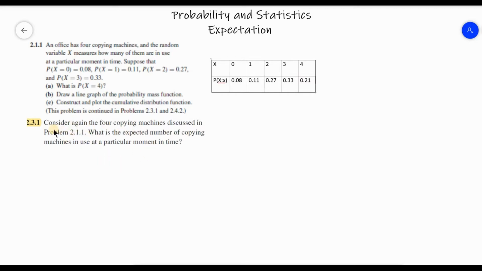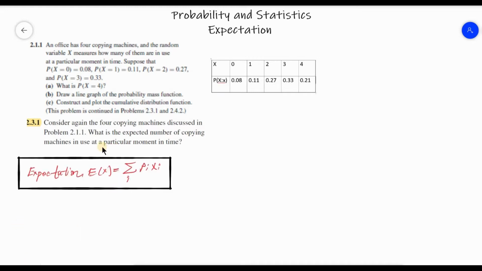In today's problem we are asked to consider the 4 copying machines discussed in the previous problem, and we are asked to determine the expected number of copying machines in use at any particular moment. For that we need to first know the formula for expectation. So this is our formula for determining the expectation value. Expectation generally means the mean or the average value taken by any random variable.